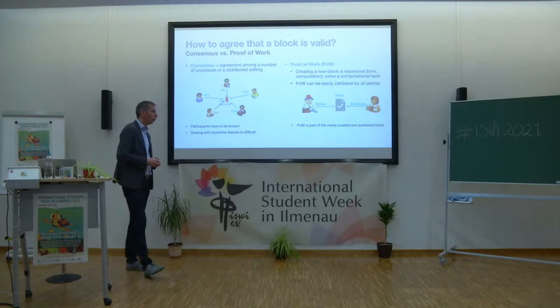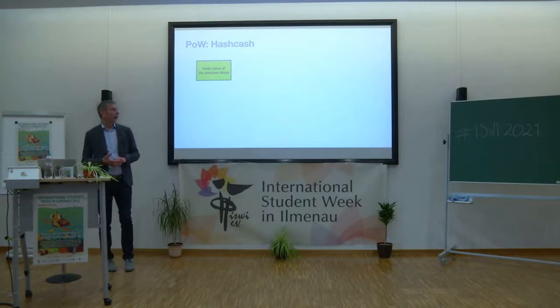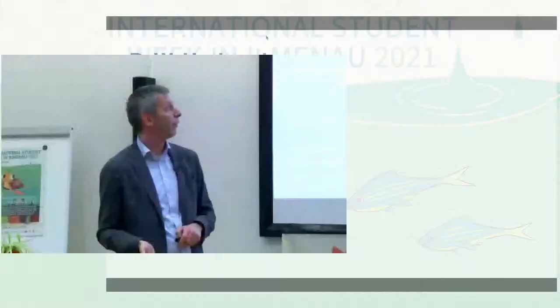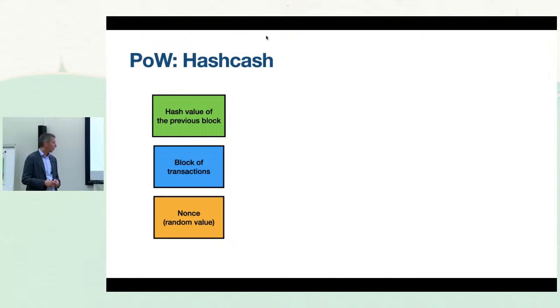And of course, only blocks with a valid proof of work are valid blocks. So what is this proof of work? In Bitcoin and other cryptocurrencies, it's called hashcash. The main idea is we take a hash value from a previous block, we check the transactions which we have to group in the block. We have a so-called nonce, so just a random number.